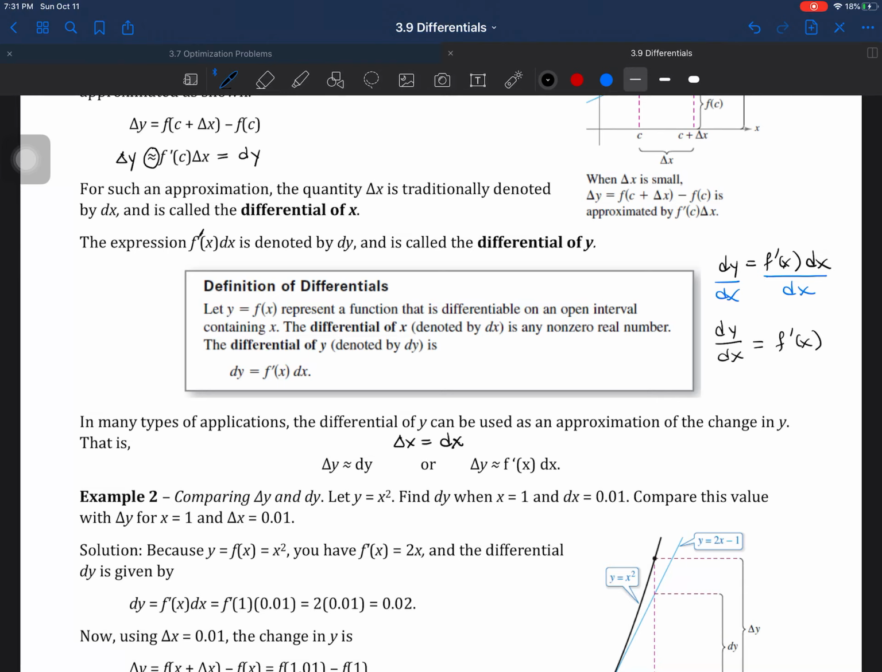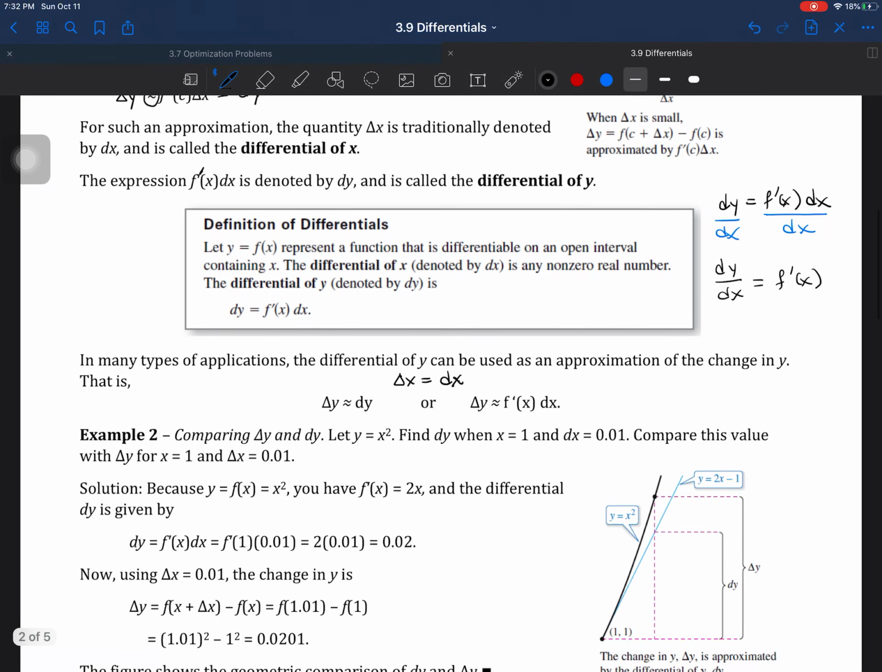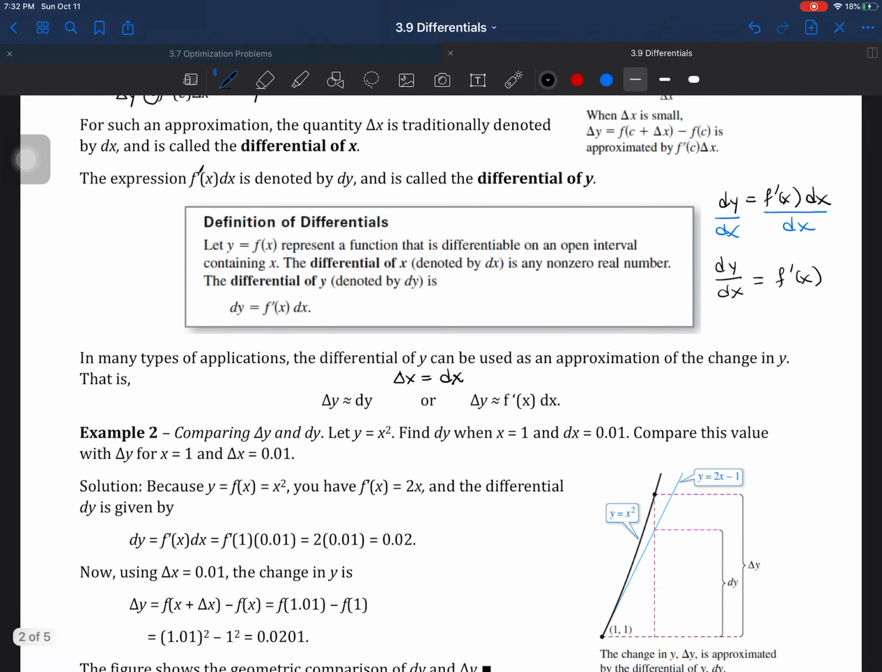Do you see where that came from? So the differential of y is by definition f prime of x dx, because we know that the derivative of f with respect to x is dy/dx. I hope you can see that. So that is a good way for us to remember the relationship between the differential and f prime of x dx.